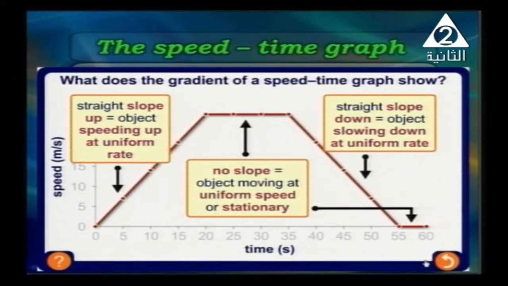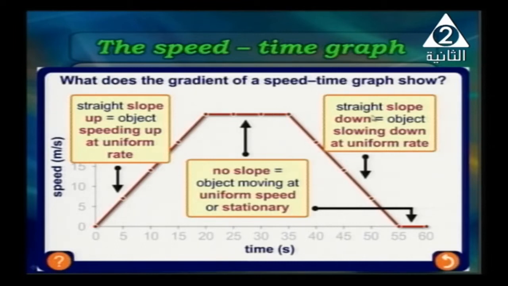And we have another one: no slope, the object moves at uniform speed or is stationary. Stationary here means it must move, because we have speed and time. In this no slope part, the body moves, okay, but at uniform speed. It is not a rest point because we have speed here. If I have speed and time, it makes a relation between them. The body moves during time by uniform speed in this slope.